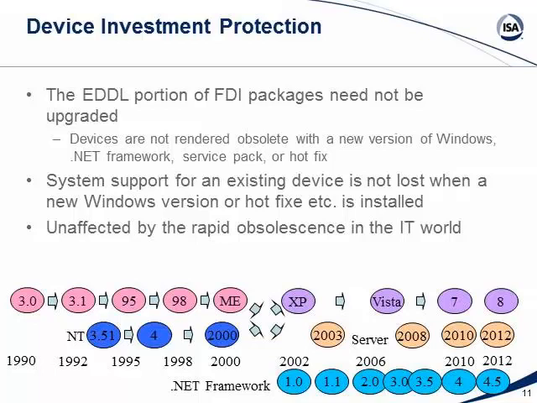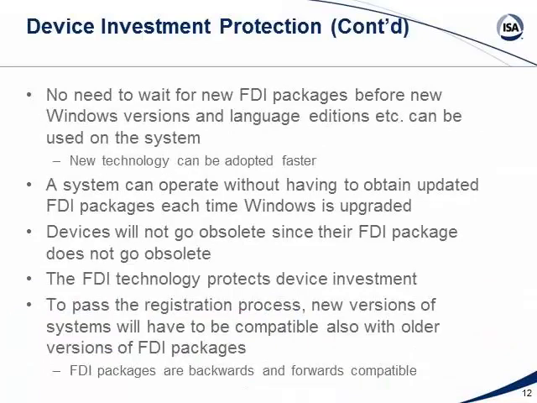There are dependencies. So system support for an existing device is not lost when a new Windows version or hotfix is installed. Unaffected by rapid obsolescence of the IT world. Probably in a private area you accept those things, but it is absolutely not acceptable in the industrial automation arena. There you have to survive with installed systems over decades. No need to wait for a new FDI package before new Windows versions and language editions, etc. can be used on the system.